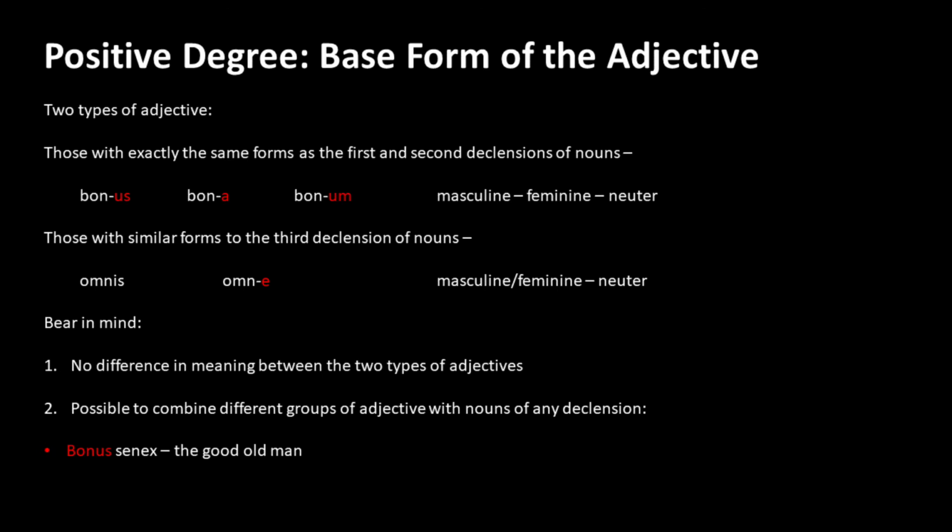It's the same with this second example, fortis servus, or the strong slave. Servus is a second declension masculine noun, fortis is a group 2 or a third declension type adjective. But so long as they agree with each other in case, in gender, and in number, they are in agreement.